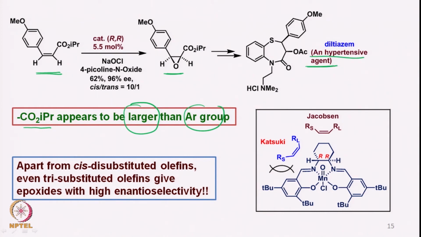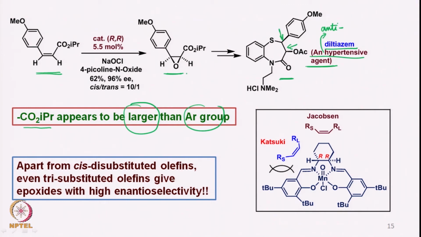Actually it should not be a hypertensive agent, it is an anti-hypertensive agent. So, diltiazem. This is the structure of that, where this hydroxy group is of course coming up there, and this particular aryl group is also coming up from this epoxide.